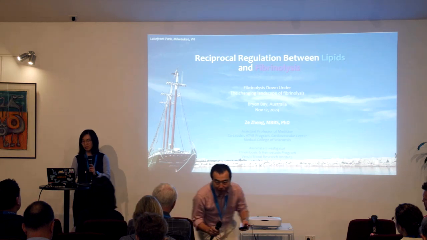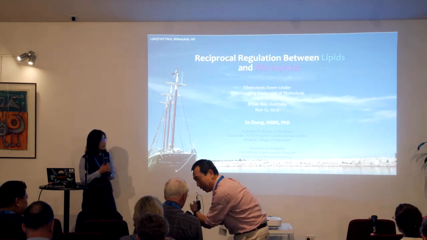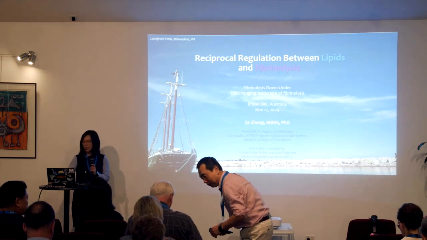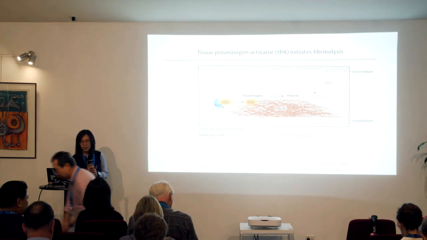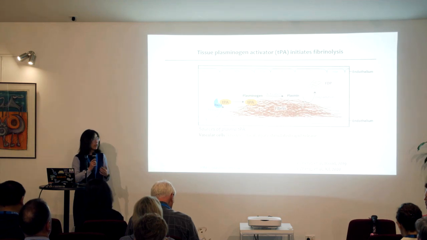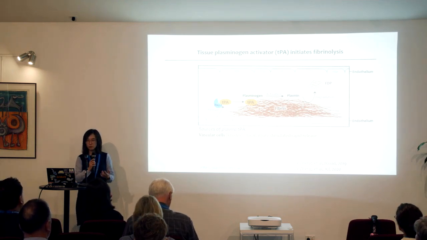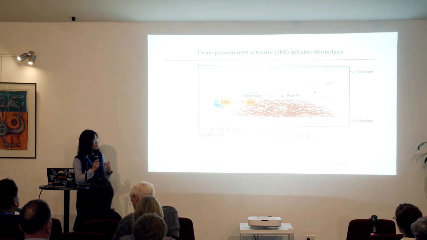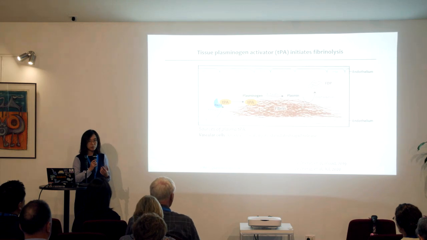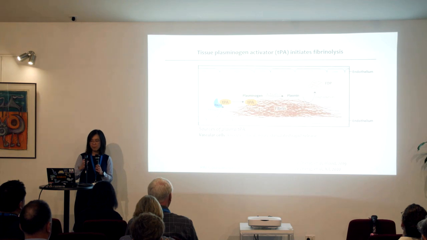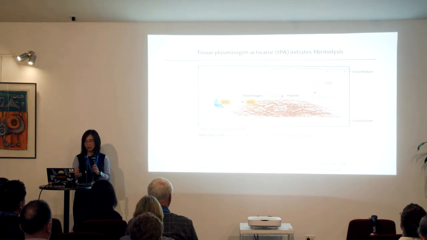So I will be talking about my recent studies connecting lipids and lipoproteins with the fibrinolysis system. We all know that TPA binds to the fibrin clot, where it converts plasminogen to the active enzyme plasmin, which degrades the fibrin clots. TPA can be released from the endothelial cells upon acute injury, and PAI-1 can bind to TPA, form a complex, and therefore inhibit TPA function.